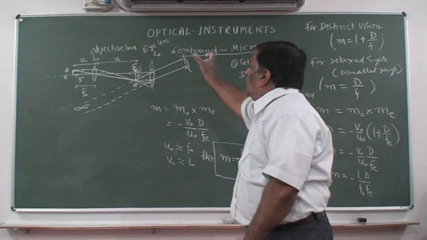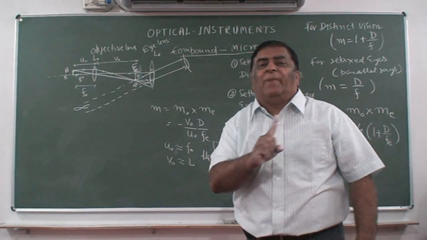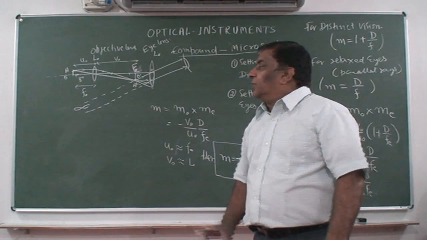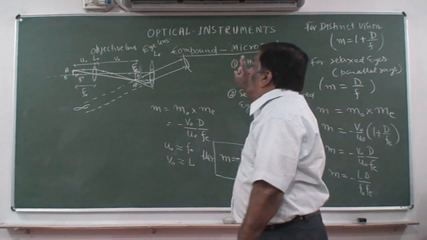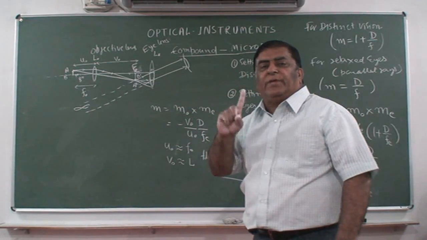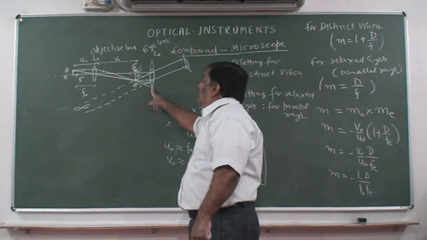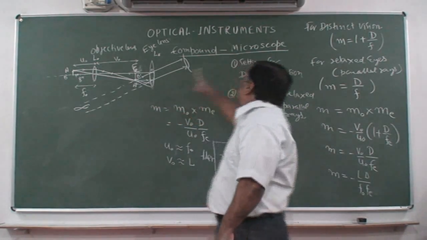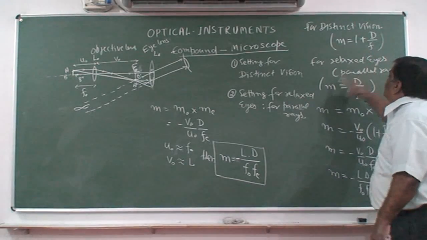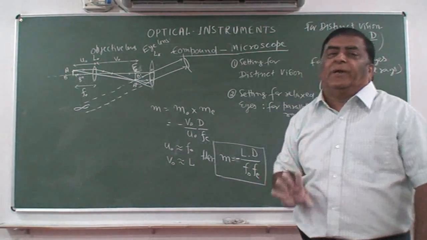When you are going to write about the microscope, you need not write about the simple microscope. So when they ask you about the compound microscope, start from here and write only about the compound microscope. Take it for granted that the magnification of this lens is this. This will be taken as a given quantity.